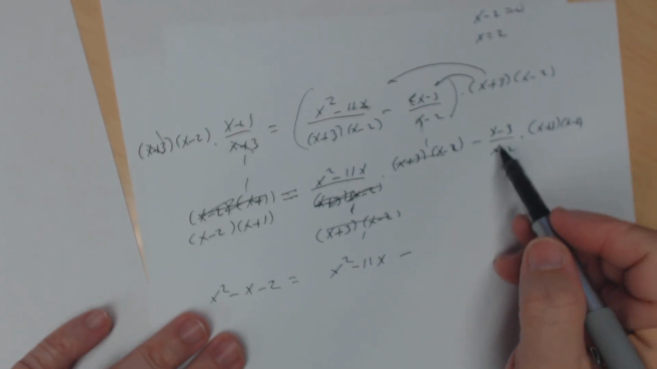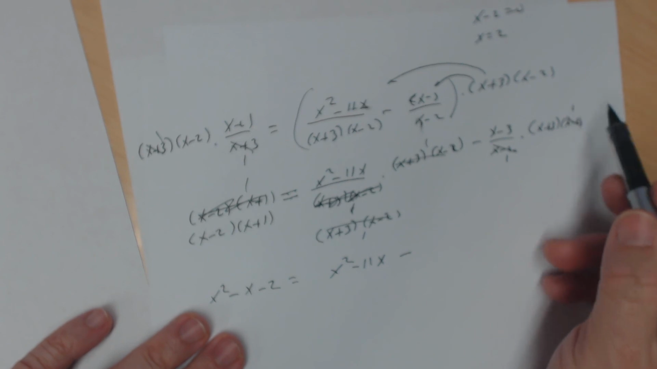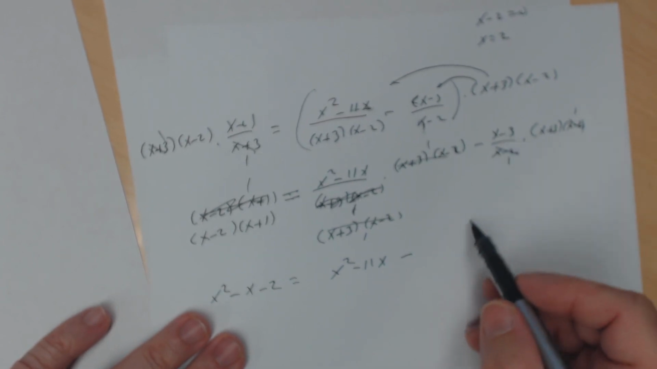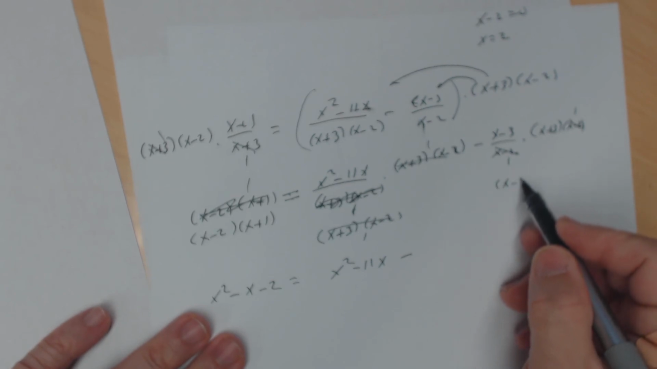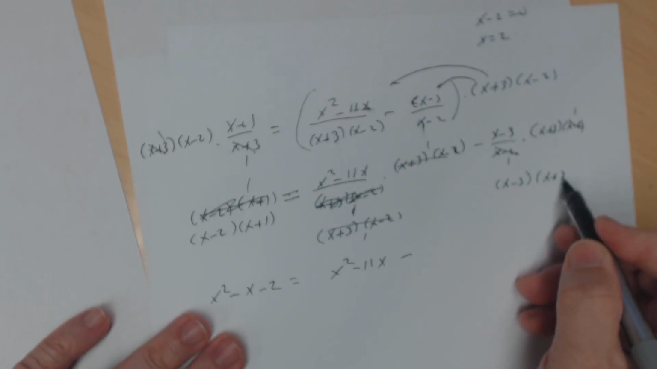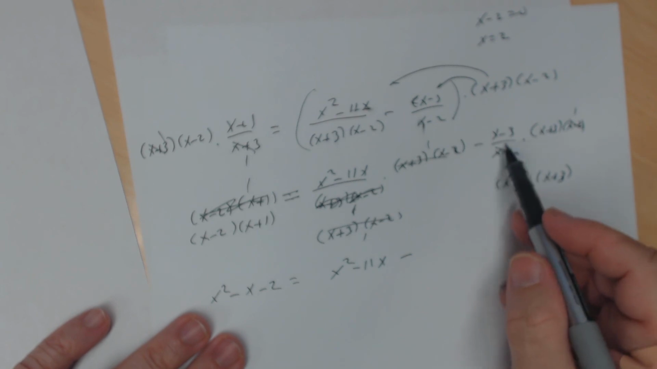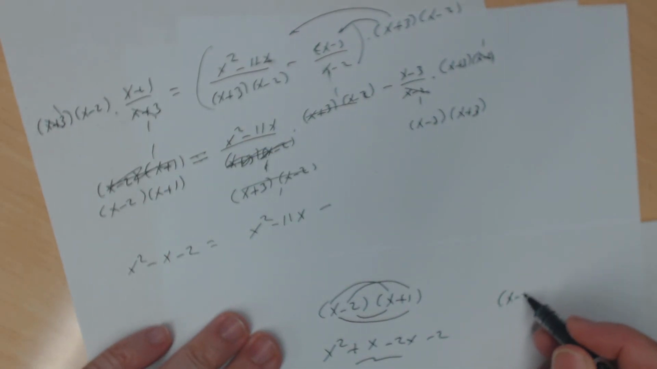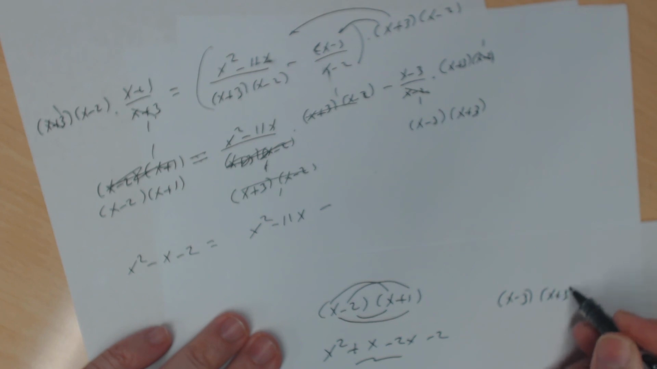Over here, the x minus 2's divide out, and you're left with x minus 3 times x plus 3. That's what you're left with. Okay, so let's go off to the side and figure out what that is using FOIL. So I have x minus 3 times x plus 3.